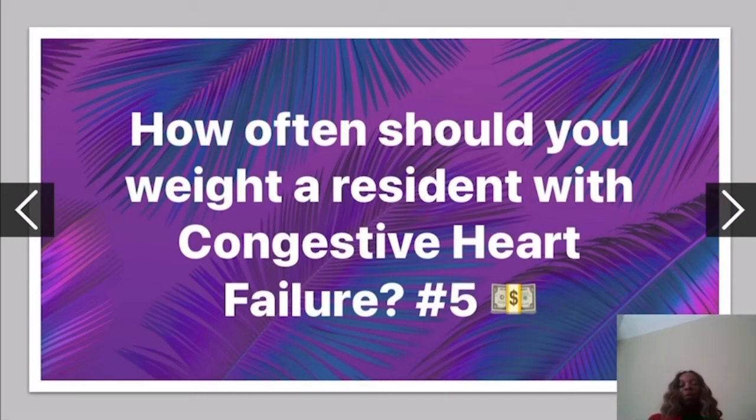If the person that has congestive heart failure is fluid overloaded, they could experience shortness of breath or difficulty breathing. They may even experience some chest pain.